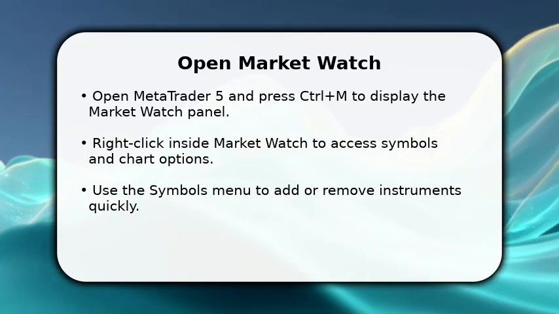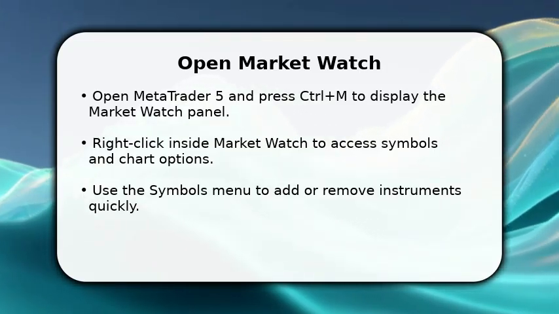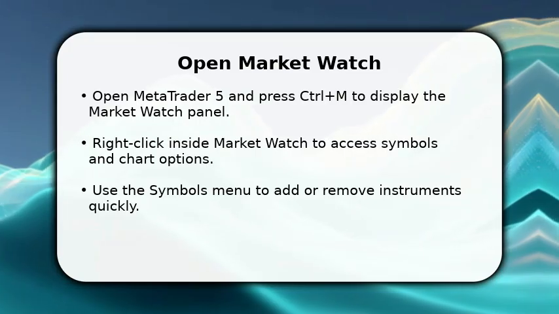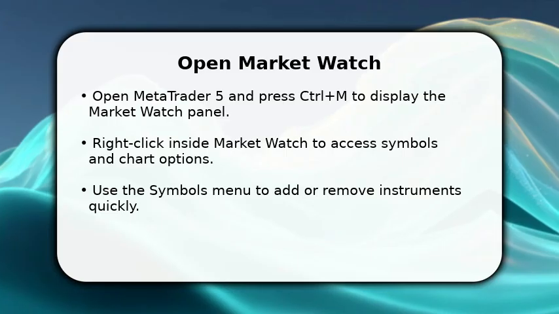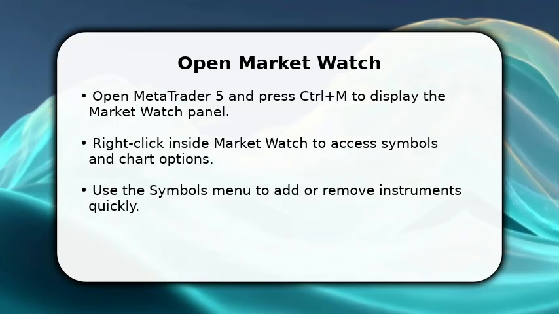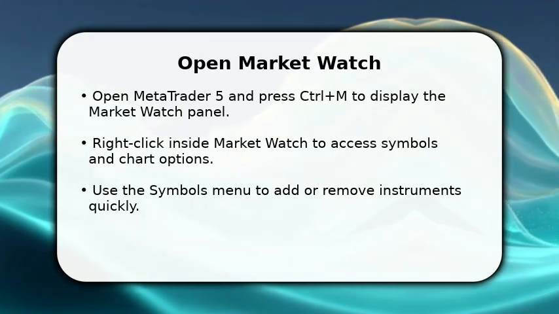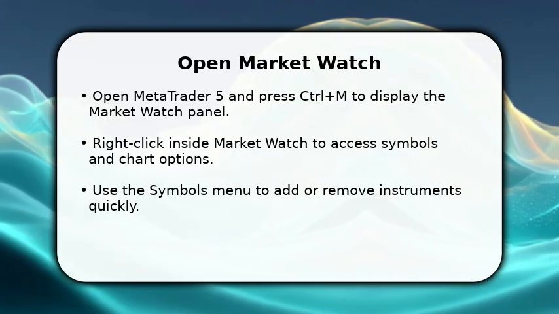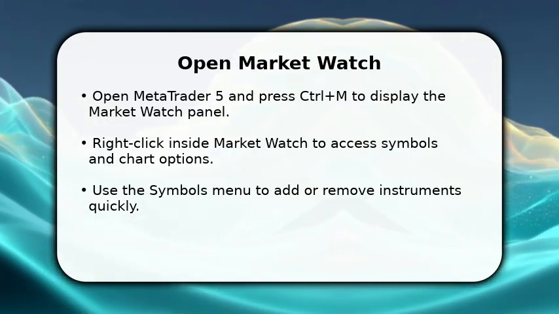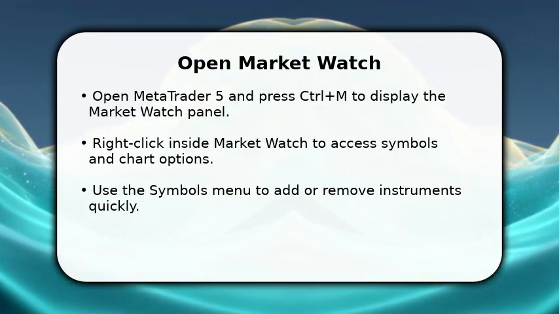In this video, I will show how to change market watch time in MT5, full guide. Open MetaTrader 5 and press Ctrl+M to reveal market watch, then right-click inside the panel to view symbols and properties. Choose the instrument, select the time frame you want, and apply changes to see updated time labels. If needed, attach a chart to confirm settings and repeat for multiple instruments to keep your workspace consistent and organized.